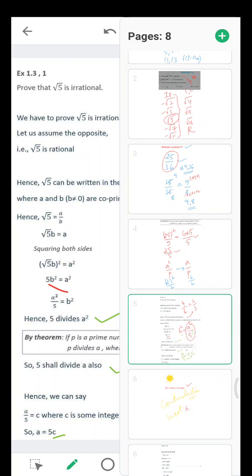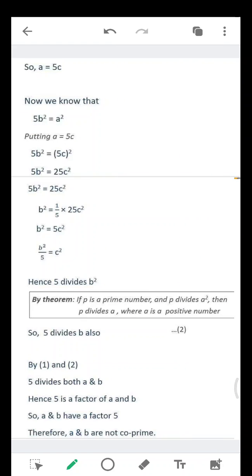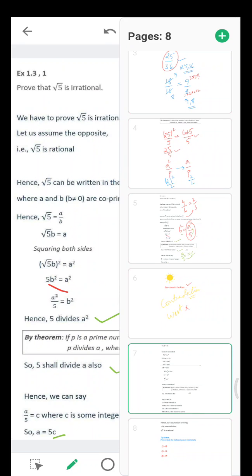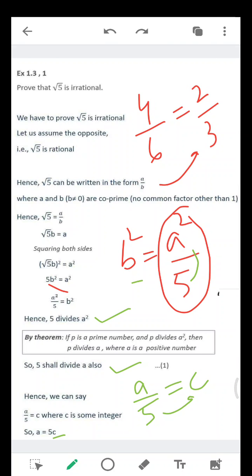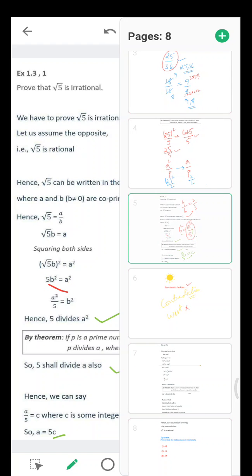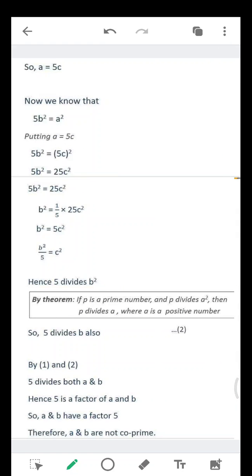Let's continue. A is equal to 5c. I'll name this as equation number 1. Okay, this is our equation number 1. So I'll substitute that in equation number 1. Substituting a is equal to 5c in 5b square is equal to a square, in place of a, I'll write 5c, so this becomes 5c whole square, and that becomes 25c square.